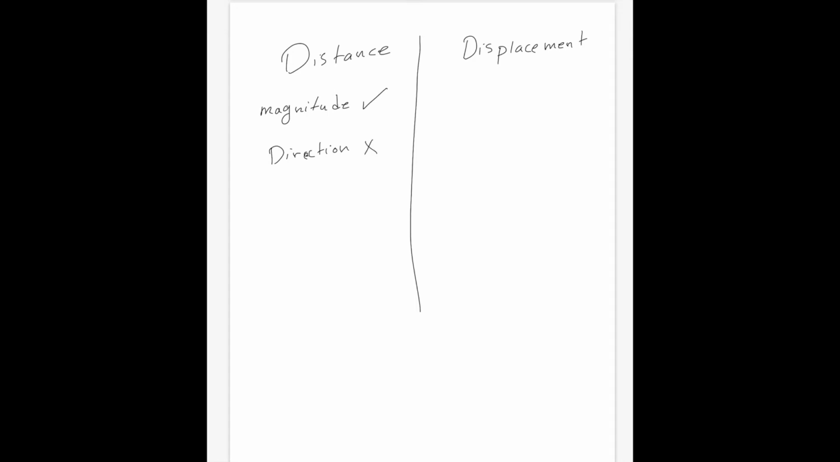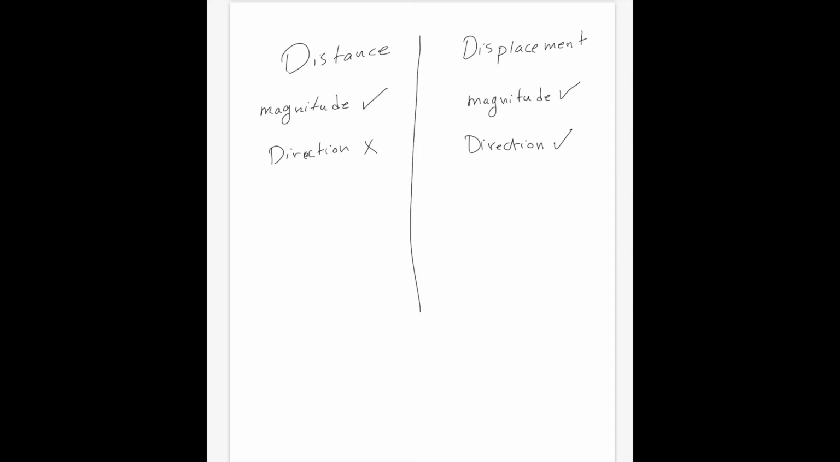Displacement, however, describes the difference between your initial position and final position. So when we ask about your displacement, we want to know how far you moved from your initial position and in which direction. So in displacement, we want to know the magnitude and we want to know the direction.